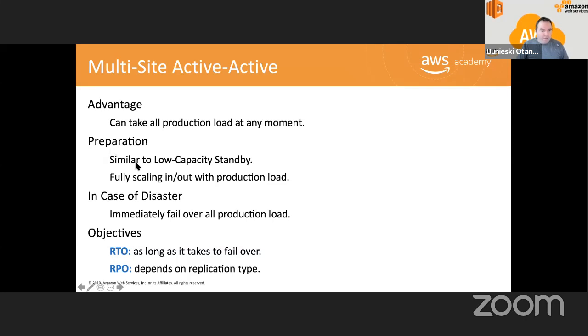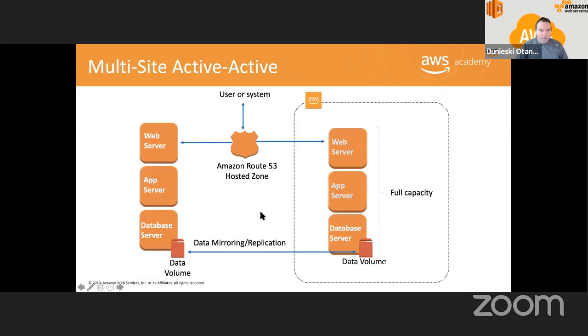Preparation, similar to low capacity standby, fully scaling in and out with production load. In case of disaster, immediately fail over all production load. Okay, they're pretty similar. I mean, the low capacity and the full capacity, they're pretty similar. But the problem is that if this fails with a low capacity, then you will have to scale here. Okay, because it's low capacity, you have to grow.